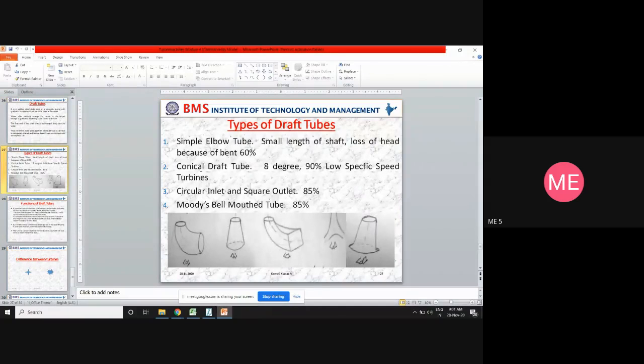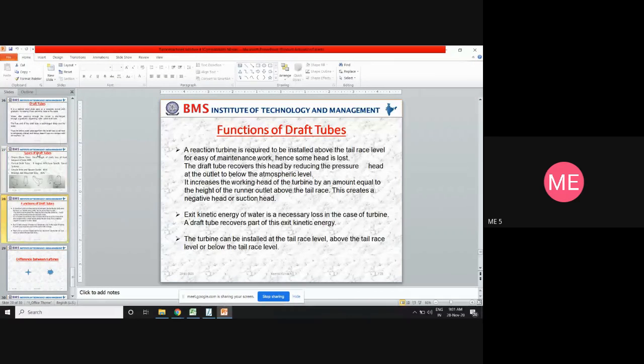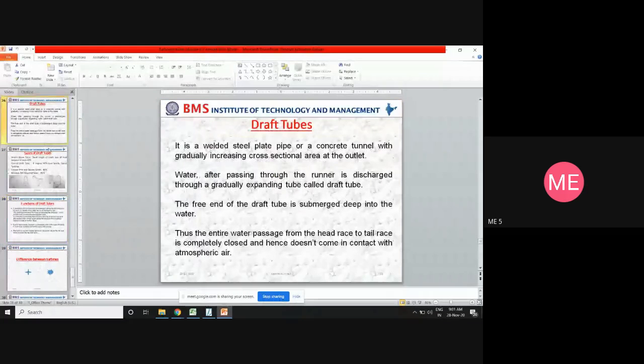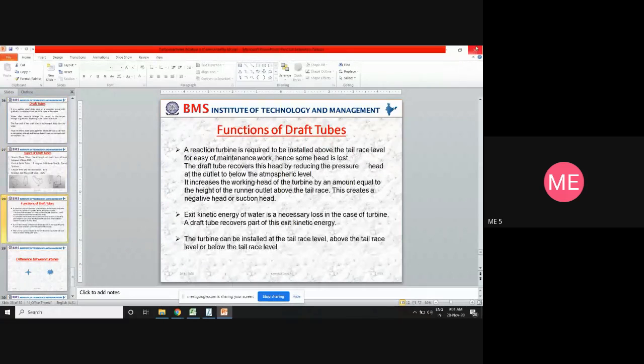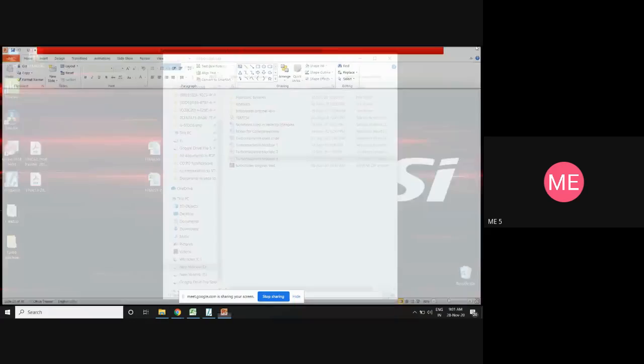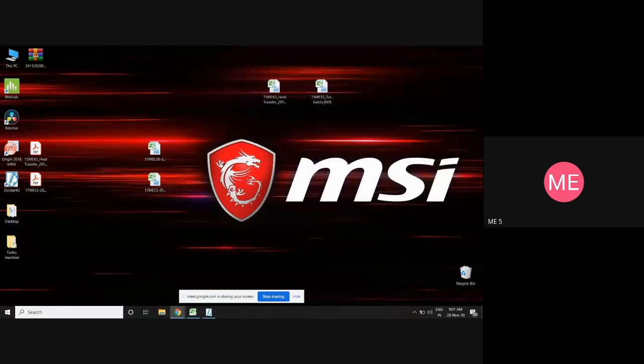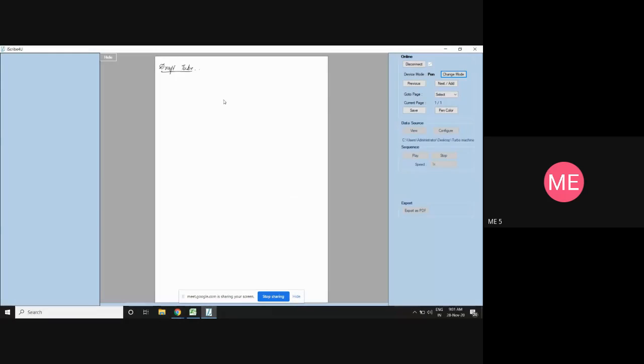These are all the classification of the draft tubes and their various percentages of efficiency. And here, functions of draft tubes. These three are important. Definitely they will ask: define draft tube, what are the different types of draft tubes, along with functions of the draft tube. While explaining the theory also, I told so many times that it will be asked in the exam. Along with that, there is some derivation in the draft tube. How the pressure energy is recovered has to be explained, right?